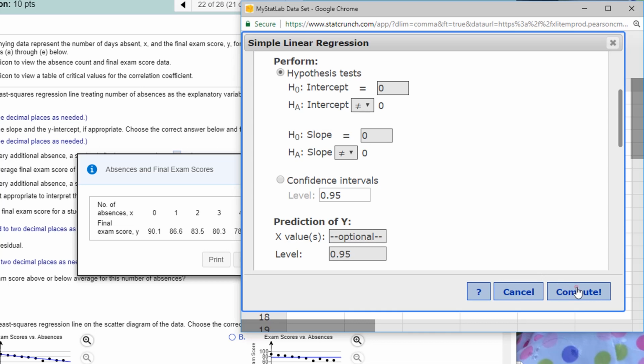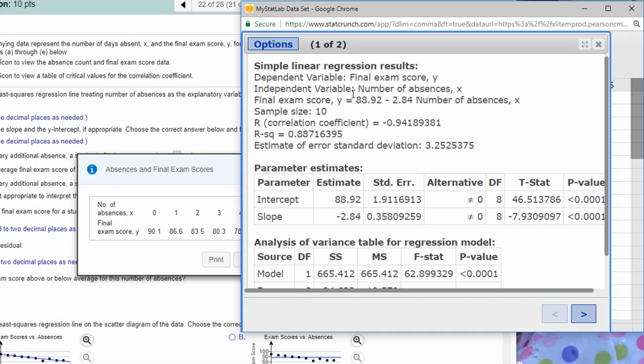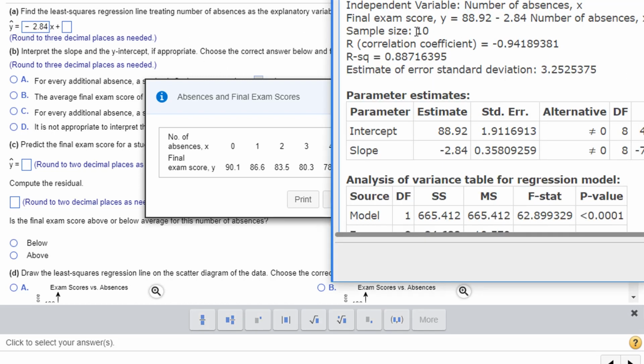We've got everything we need in the options for now. I'm going to make this larger so I can read it. Now, my equation is actually right up here. Y is, but there's no consistency between the problems and StatCrunch in terms of which coefficient goes first. So the negative 2.84 is the coefficient of X. And then the intercept is the 88.92.